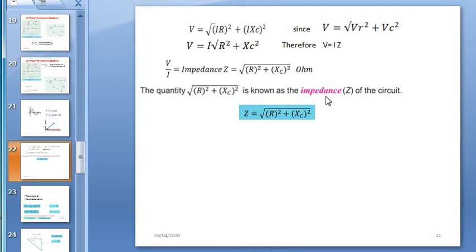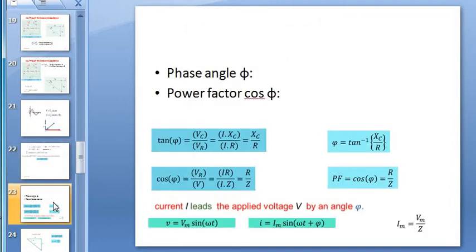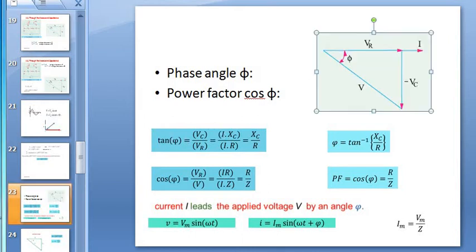Impedance, opposing factor. Okay, Z is equal to square root of R square plus XC square. For RC circuit, here XC will be there. For RL circuit, here XL will be there. Now from this we have to find out the phase angle phi and the power factor cos phi. What is phase angle phi? How to calculate the phase angle phi? Tan phi of this will give you the phase angle.